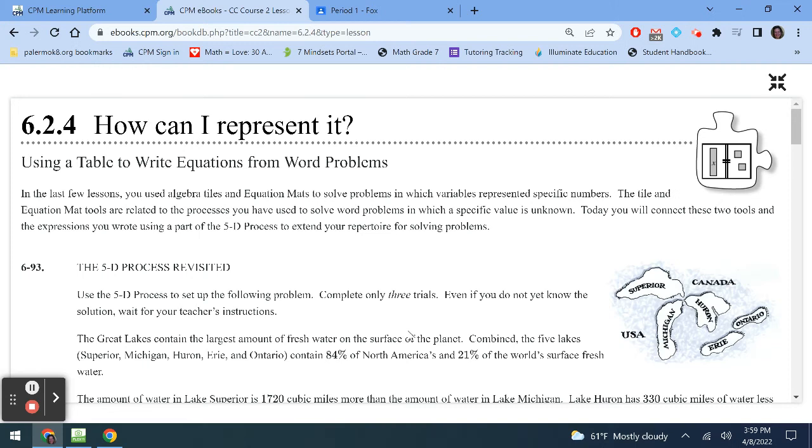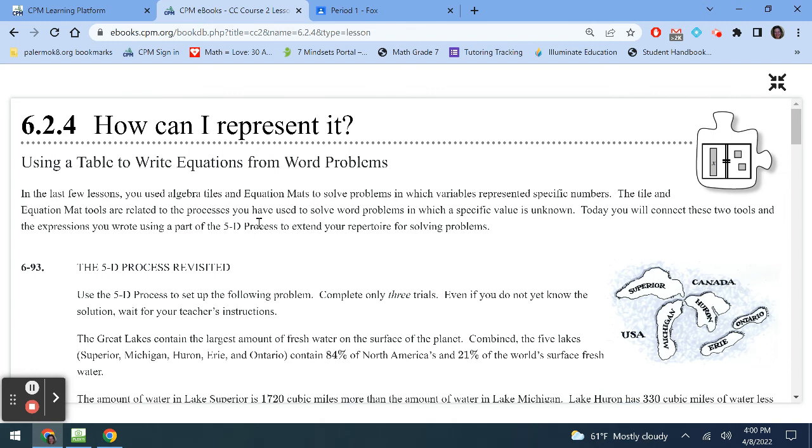So for 6.2.4, it says, how can I represent it using a table to write equations from word problems? Now, part of this I can't necessarily apply because I did not teach you that 5D process to be able to solve equations. It's basically a glorified guess and check method.